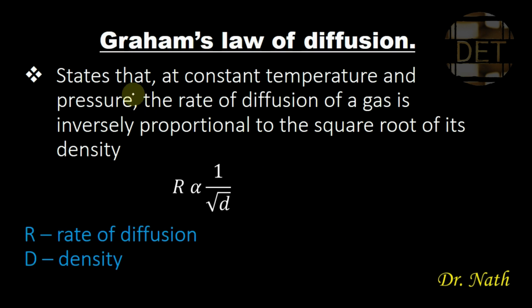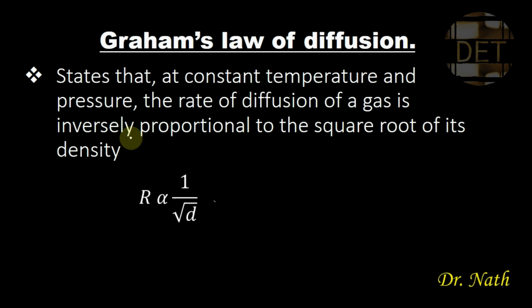So, like I said, Graham's law of diffusion states that at constant temperature and pressure, the rate of diffusion of a gas is inversely proportional to the square root of its density. This law is very important, and this is the mathematical representation of this law. Rho is for rate of diffusion and D is for the density of the gas.